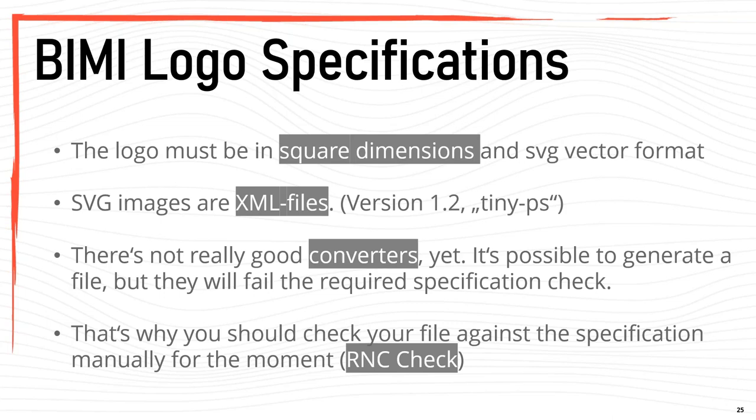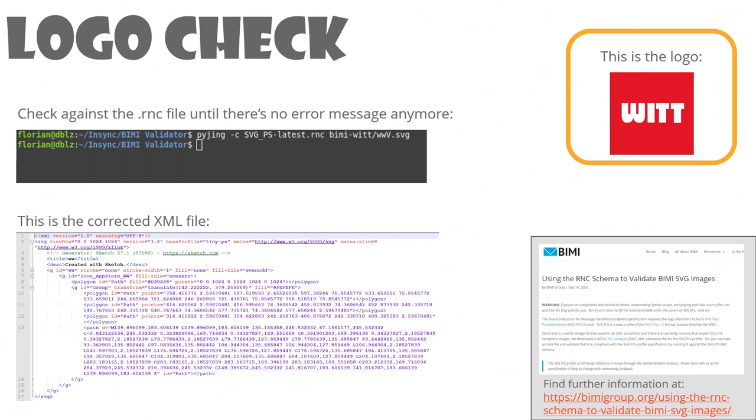There is one possibility to check the file, and that's also mentioned on the official BIMI group page. You can install Jing-trang. I will show you on the next slide probably. This one is a Python implementation, PyJing. What this does is, in the end, it's a wrapper for a Java file to check against the RNC file. That's very technical. If you like technical details on how this works, then you should go to the BIMI group page, where it's described in detail.